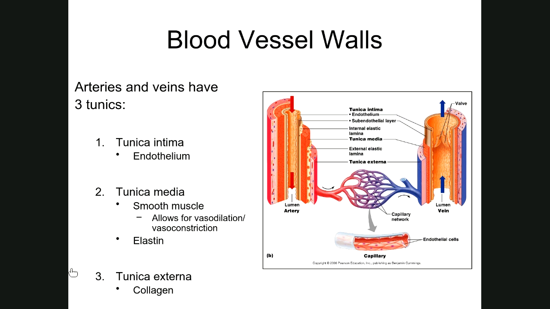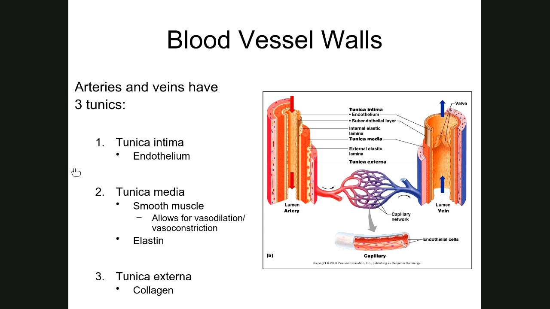The tunica intima is sometimes composed of a couple of sublayers, but in smaller arteries and smaller veins, it really is just what's known as the endothelium. So we've talked about the endothelium previously. This is a simple squamous epithelium. It lines the lumen. It's really slick, and its job is to reduce friction.